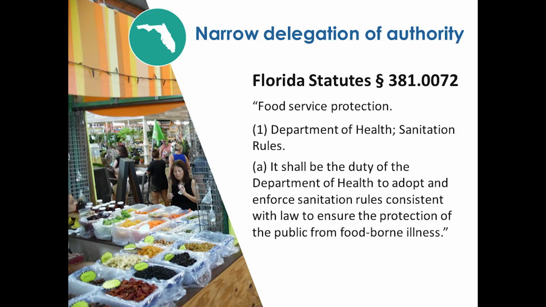A delegation of authority from a legislative body to a specific administrative agency is typically spelled out in legislation. For example, this Florida statute, which was adopted by the state legislature, directs the state's Department of Health to adopt and enforce sanitation rules consistent with law to ensure the protection of the public from foodborne illness. This is a fairly narrow and specific delegation of authority. It gives the state health department authority to adopt regulations spelling out the details of a food safety program, but not, for example, to regulate food marketing and labeling, which would likely be outside the scope of this particular delegation of authority.